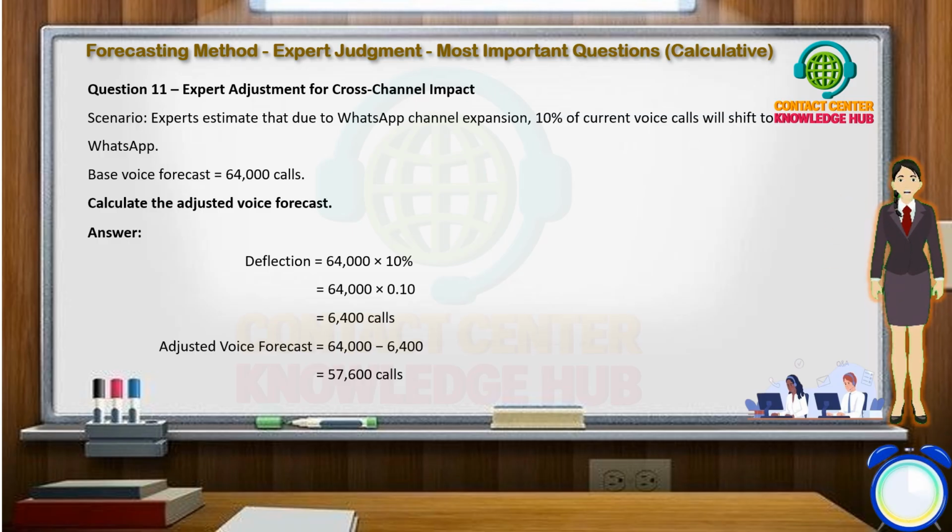Step 2. Calculate the adjusted voice forecast. Adjusted voice forecast is equal to base voice forecast minus deflection. So, 64,000 minus 6,400 is equal to 57,600. Final answer. The expert judgment voice forecast is 57,600 calls. Key takeaway. Channel expansion doesn't always create new demand, sometimes it redistributes demand. So expert judgment helps you rebalance the channels to avoid overstaffing voice and understaffing digital.